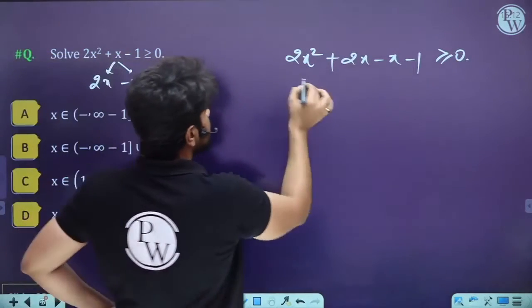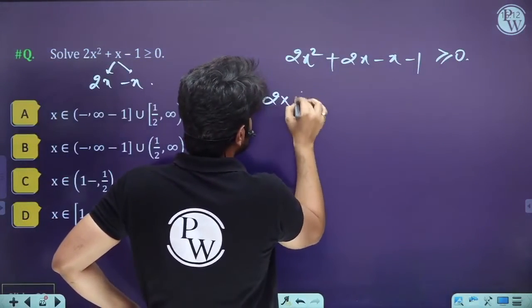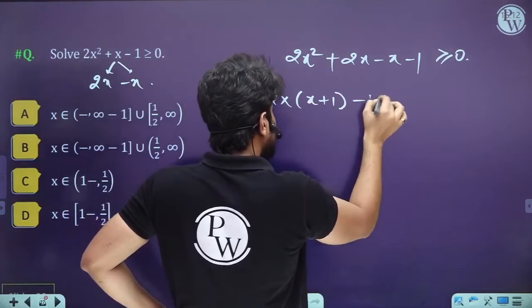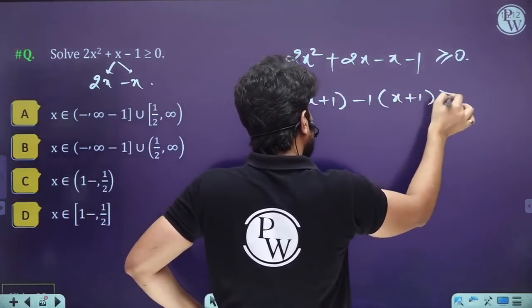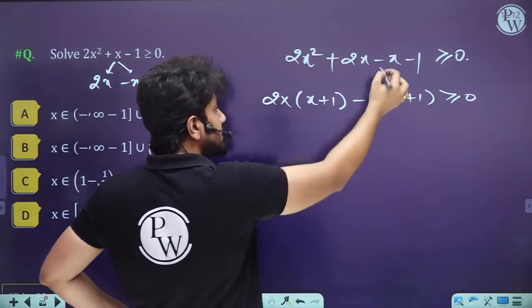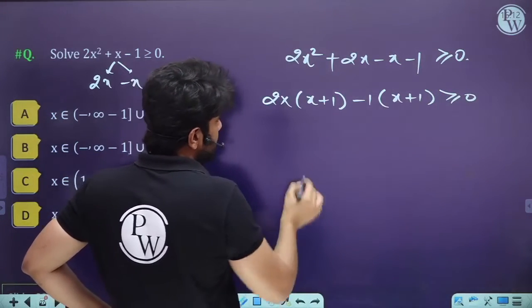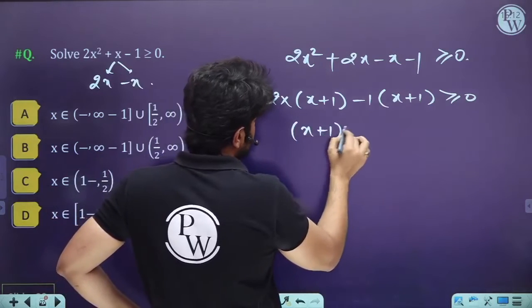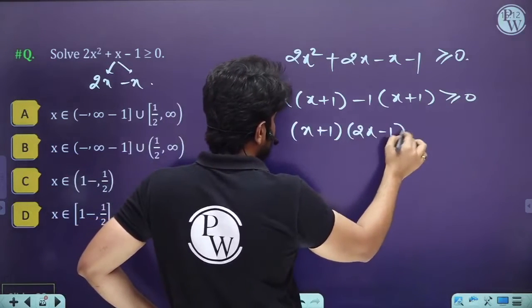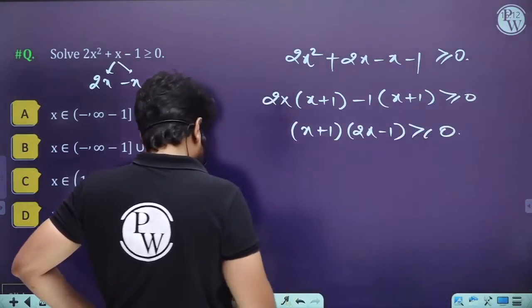From these two portions, we can take 2x common. So 2x times x plus 1 minus 1 times x plus 1 greater than or equal to 0. From these two things, we are taking minus 1 common. So we have two factors: x plus 1 multiplied by 2x minus 1 greater than or equal to 0.